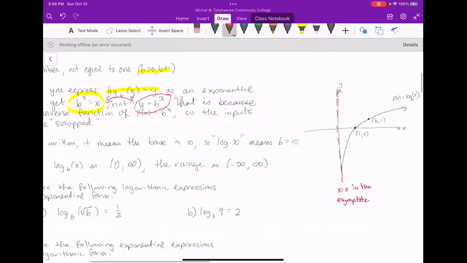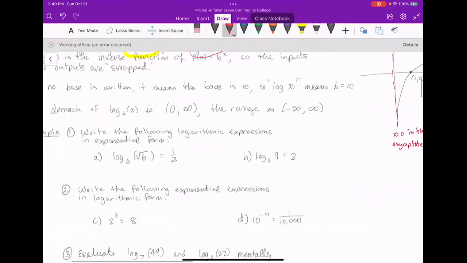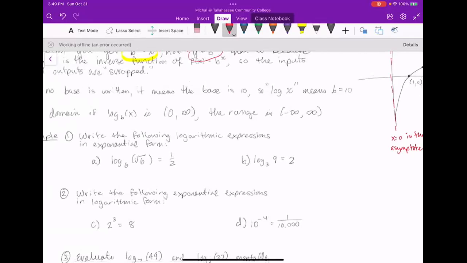Right, and so we can use this relationship between the exponentiated version of the log and the log expression itself in order to write some of these expressions in exponential form. Now, this is a true sentence. Log base 6 of the square root of 6 is equal to a half. But the way to think about this is we are going to write this in a different format. We're going to write it in exponential form.